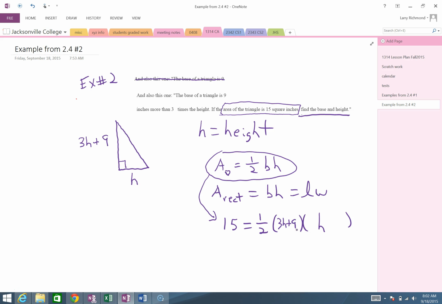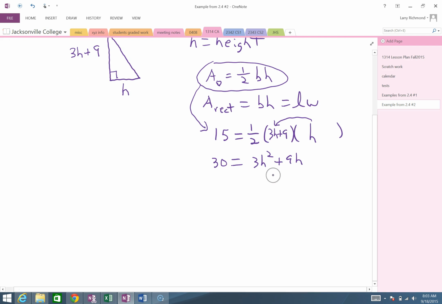Now I can multiply this 1/2 through here, but what I'm going to do is multiply both sides by 2. If I multiply both sides by 2, 15 becomes 30, and 1/2 becomes 1, that goes away. So I have h times these two. h times 3h is 3h squared. h times 9 is 9h. Now I have a quadratic.